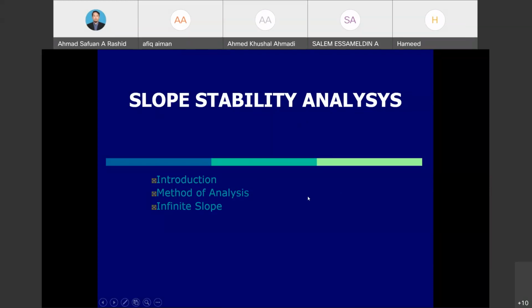So for today, we may learn how to analyze the stability of infinite slopes. For the first half of the class, we will go through the theoretical part. Then later on, we will discuss several examples in terms of how to calculate or determine the factor of safety for infinite slopes.